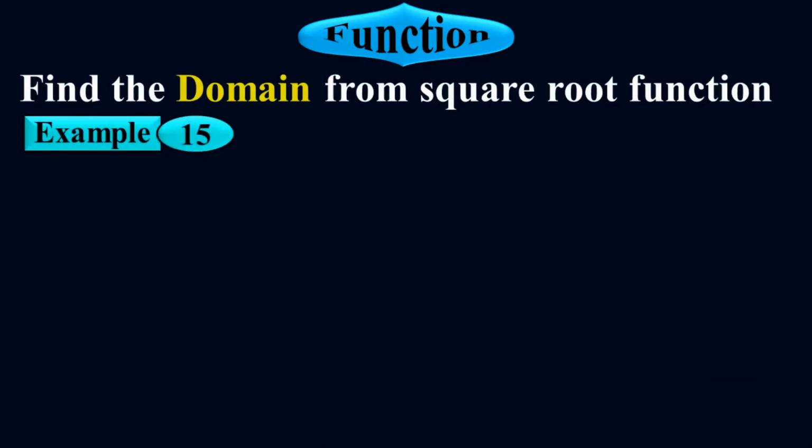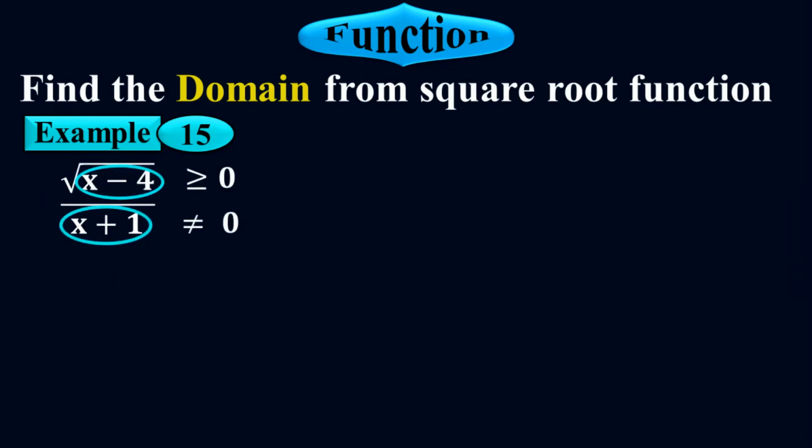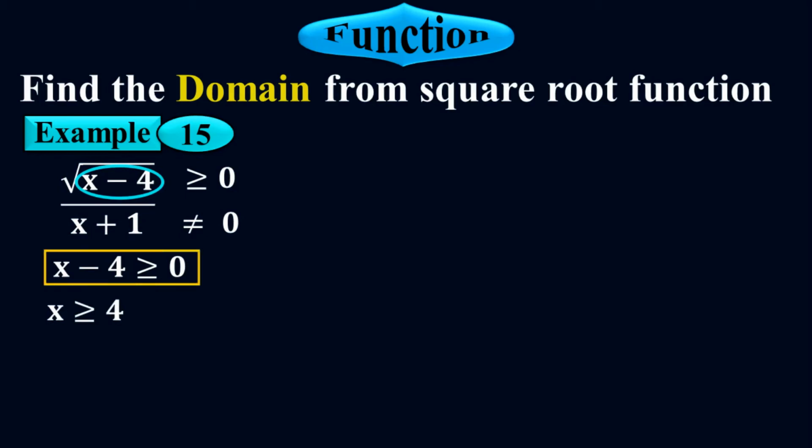Example number 15. Square root of x minus 4, over x plus 1. Again, it is a root function and a fractional function as well. In the numerator, x minus 4 must be greater than or equal to 0. It shouldn't be any negative number. And similarly, the denominator must not be equal to 0. So according to the first condition, x must be greater than or equal to 4. This is going to be my first condition. The condition says that x can be 4 because there is an equality sign, and then must be greater than 4. It cannot be less than 4.